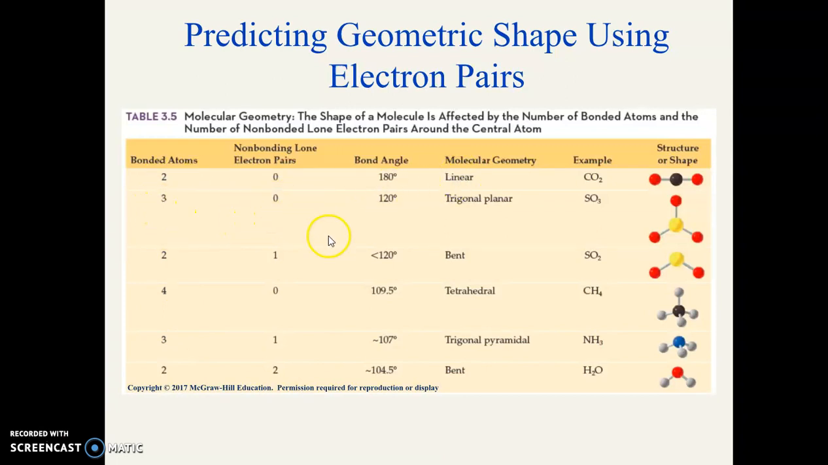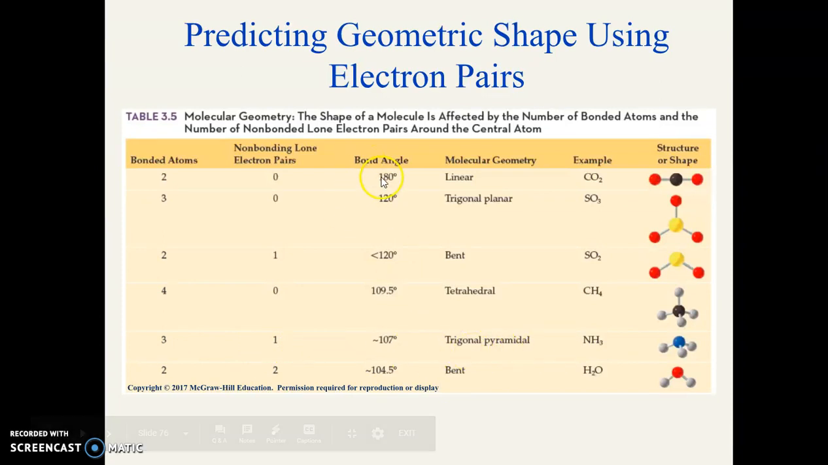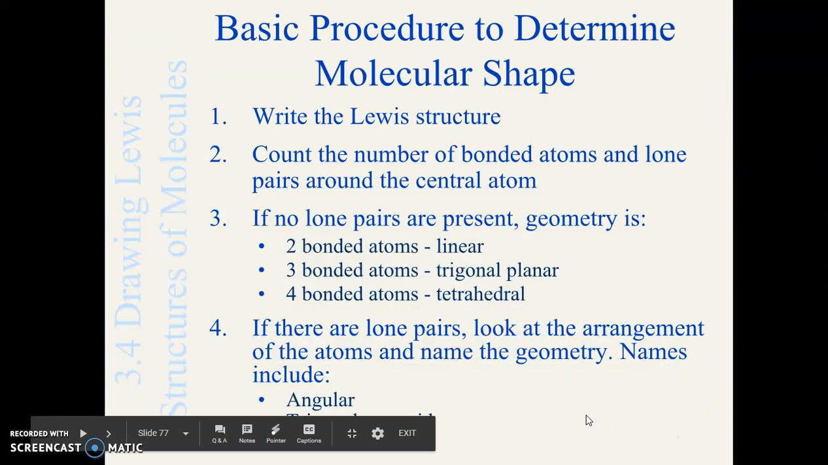3 bonded atoms with no lone pairs, that's trigonal planar. 4 bonded atoms with no lone pairs, that's tetrahedral. If you have 2 bonded atoms and 1 lone pair, you end up with bent. If you have 2 bonded atoms and 2 lone pairs, you also end up with bent. And then 3 bonded atoms with 1 lone pair is trigonal pyramidal. You can see how all of the bond angles are going to be slightly different, and the molecular structures or shapes are going to be all slightly different. There's a table in your notes to fill out that goes with this.